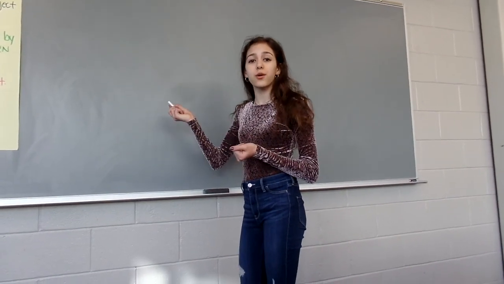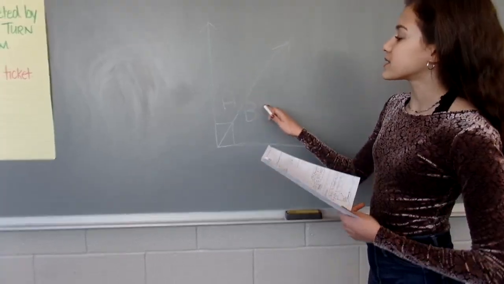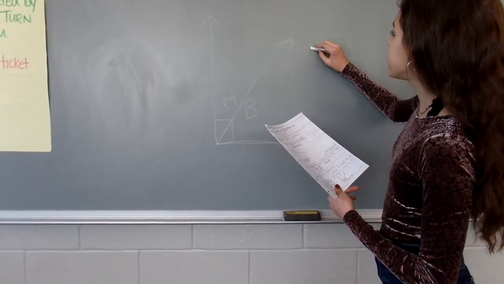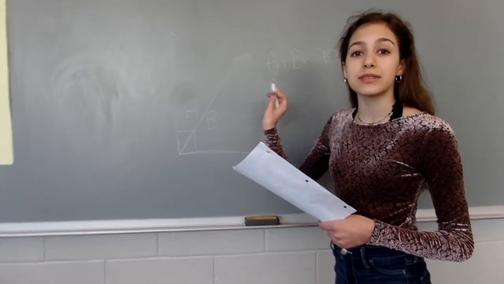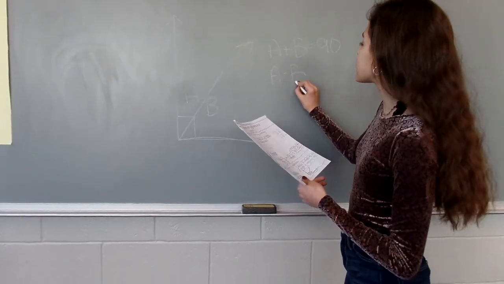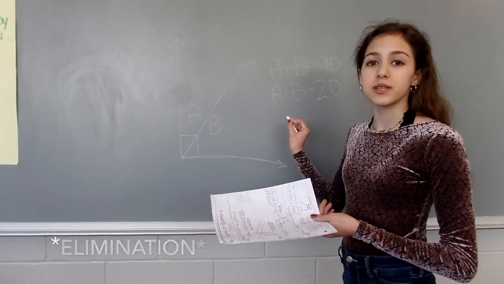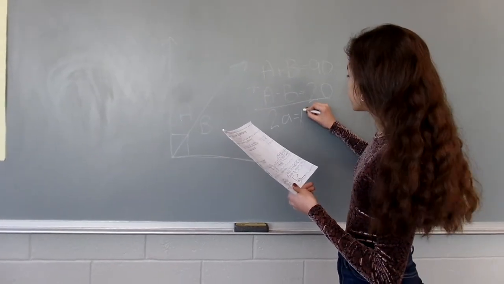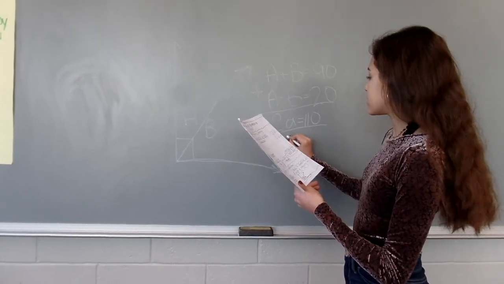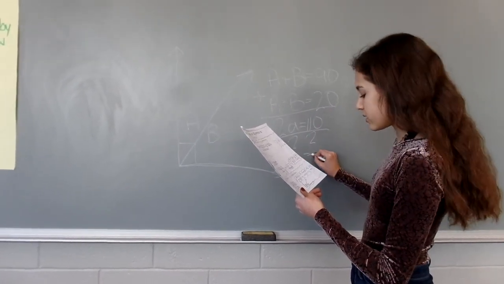Okay, so the first thing you're going to want to do is draw out your picture. Since the angles A and B have a sum of 90, you're going to write your equation A plus B equals 90. Since they have a difference of 20, you're going to write A minus B equals 20. Then you're going to use elimination to find A and B. You can add both equations to get 2A equals 110. Then divide 110 by 2, and then you'll get A equals 55.